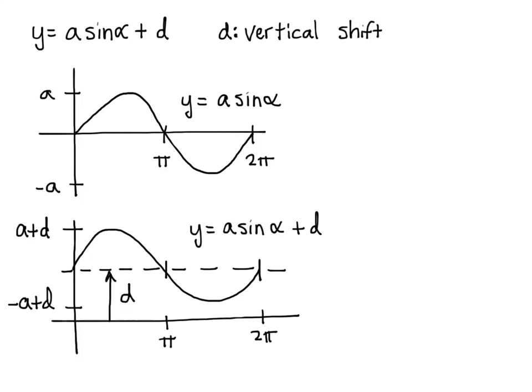This thing can move around up and down pretty much at will. So you can make it taller or shorter, and you can move the whole thing up and down with A and D. Okay, so in electronics terms, they call D the bias, B-I-A-S.